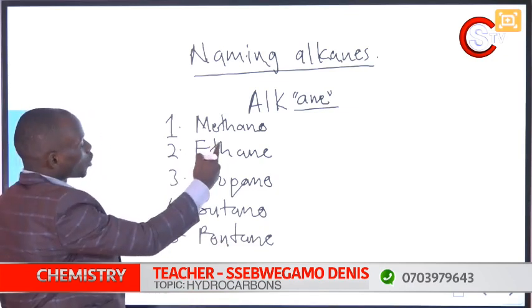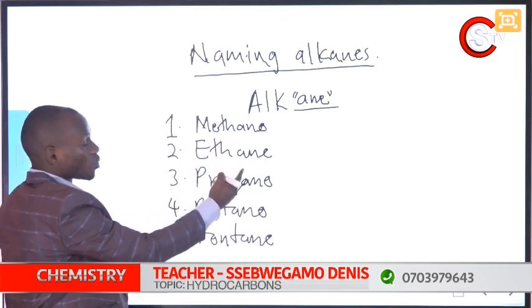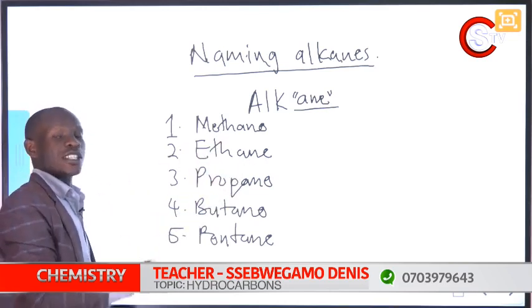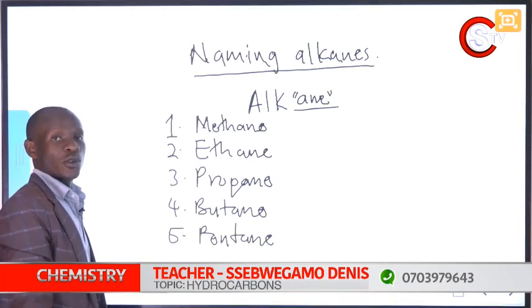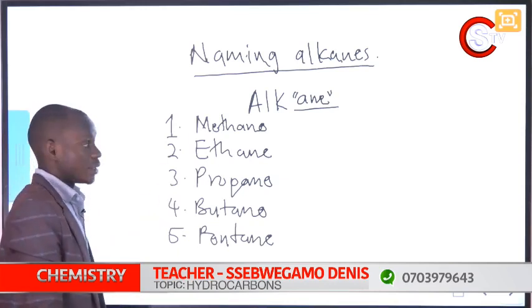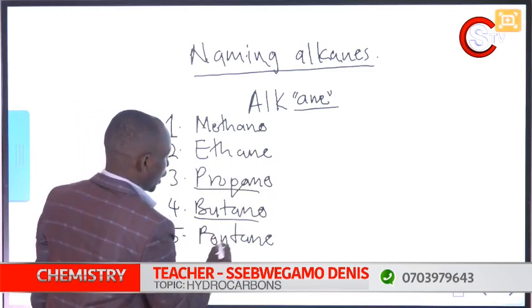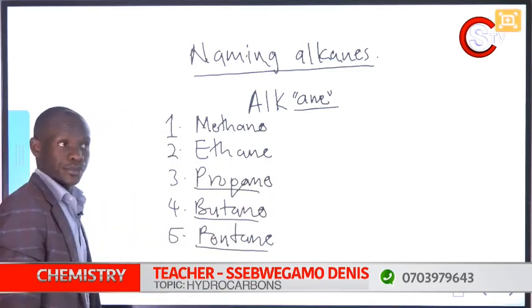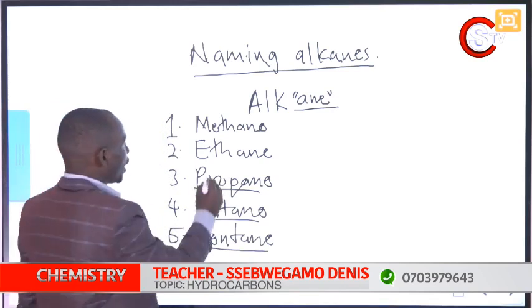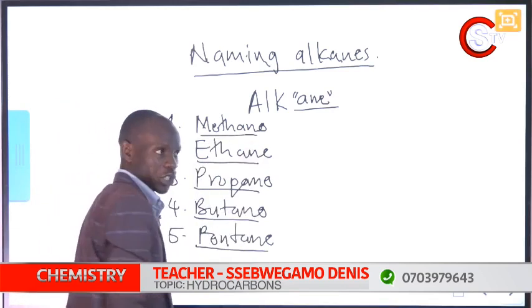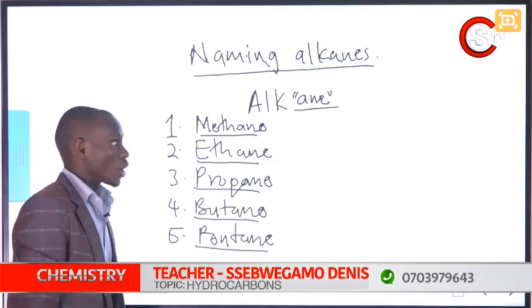So the number of carbon atoms gives us the name of the organic compound we are talking about in terms of alkanes. Methane, ethane, propane, butane, and pentane. But now, after naming, we need to know the structure.